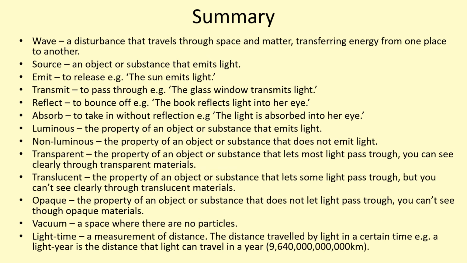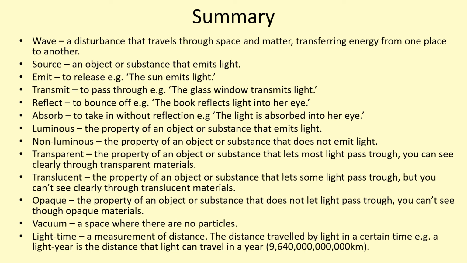Here's our summary, lots of new keywords for you. Wave is a disturbance that travels through space and matter, transferring energy from one place to another. A source is an object or substance that emits light. Emit means to release, for example, the sun emits light. Transmit means to pass through, like the glass window. Reflect means to bounce off. For example, the book reflects light into her eye. Absorb is to take in without reflection, so the light is absorbed into her eye.